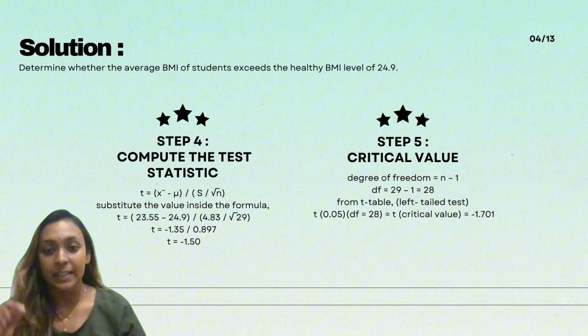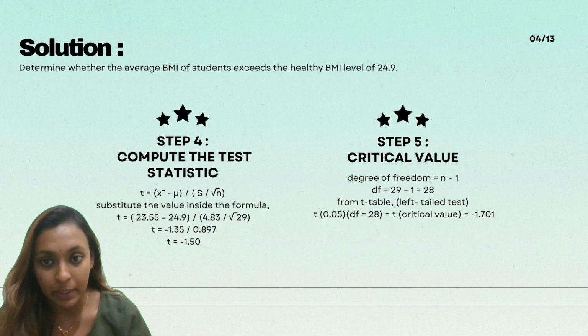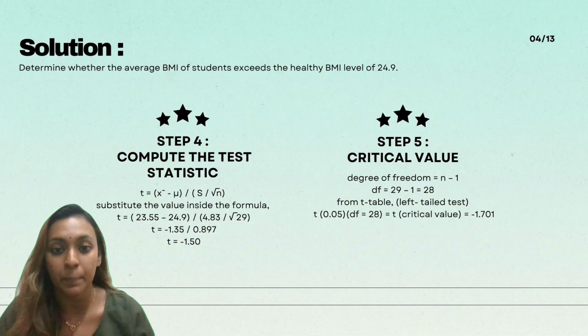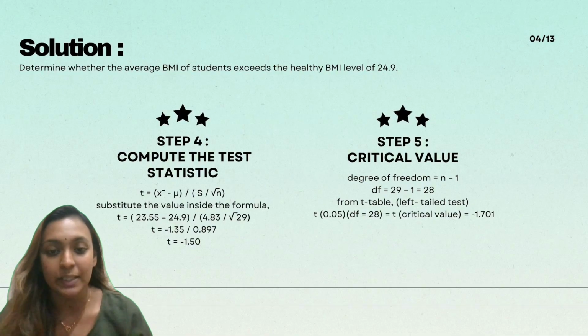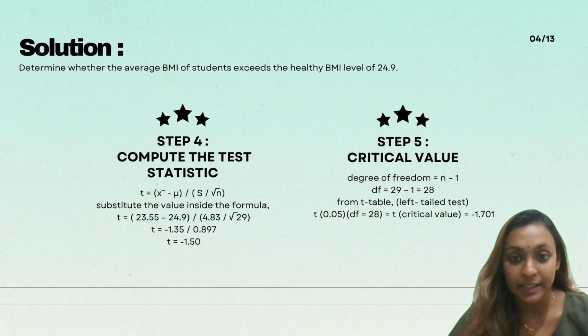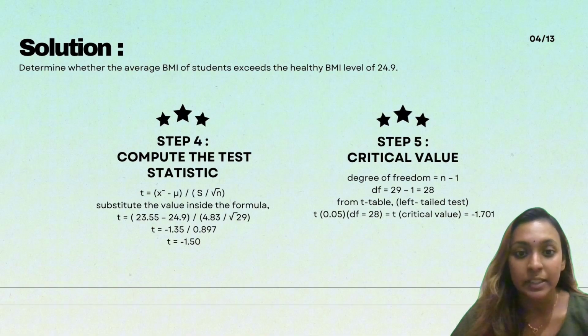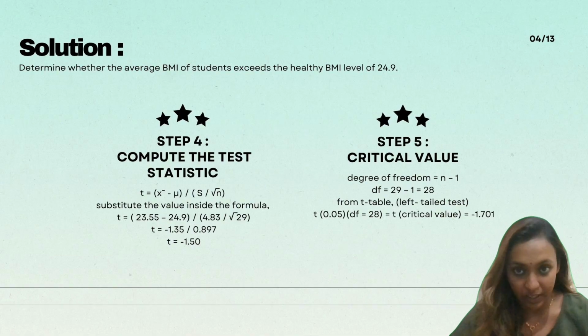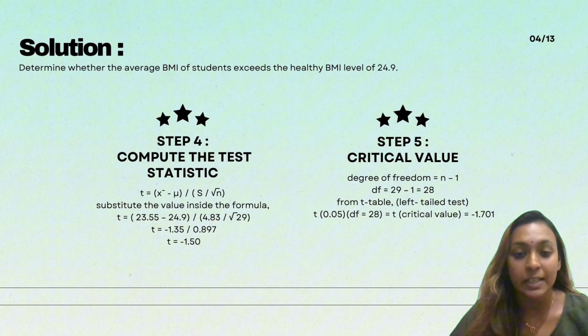Next we calculate the t-test statistic. We use the formula where the sample mean minus the hypothesized mean is divided by the sample standard deviation over the square root of the sample size. By substituting the values, the sample mean is 23.55, the hypothesized mean is 24.9, the standard deviation is 4.83 and the sample size is 29. After doing all the calculation, the t-statistic is approximately negative 1.50. To determine the critical value, the degrees of freedom are calculated as n minus 1, which is 28. Using the t-distribution table for a left tail test at a significance level of 0.05 and 28 degrees of freedom, the critical value is negative 1.701.